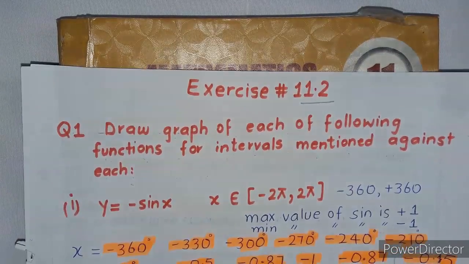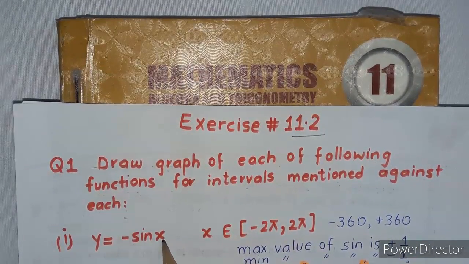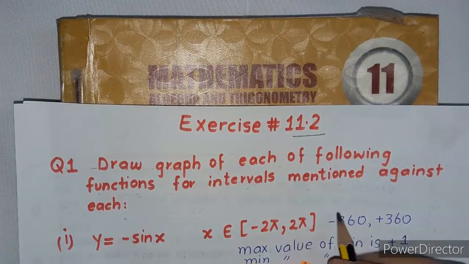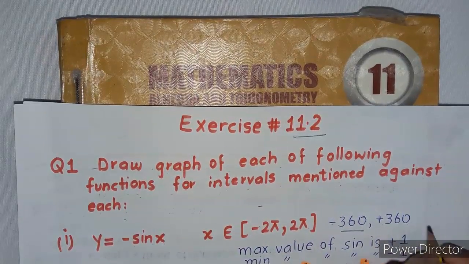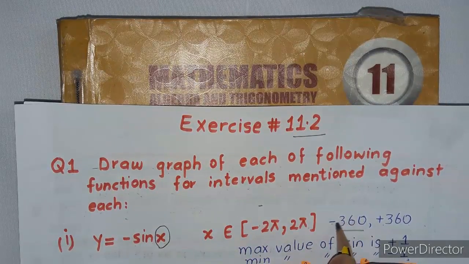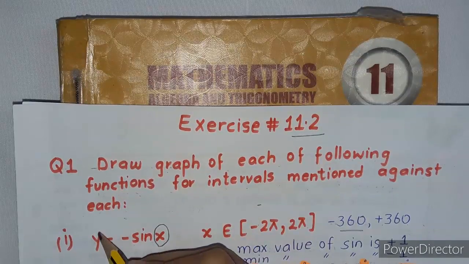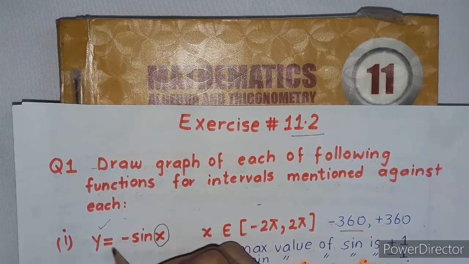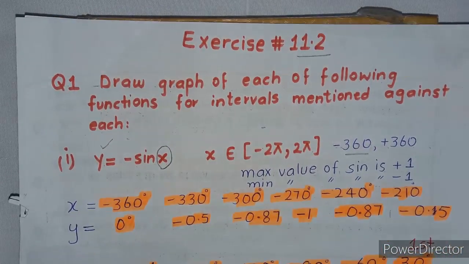So the first part is included in the reduced syllabus, which is y equals minus sine x, and x belongs to minus 2 pi and 2 pi. Minus 2 pi is minus 360 and 2 pi is plus 360. The value of x is from minus 360 to plus 360, and then we will write the value of y by putting the value of x in the equation. This equation is given in the question. So let's see the solution.